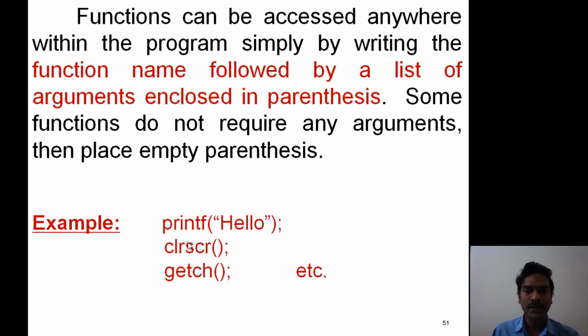Consider these examples. printf is a library function and this function requires arguments. Hence within parentheses here we place a message. clrscr is a library function but it does not require any arguments. Hence simply empty parentheses. getch is a library function and it does not require any arguments. Simply place empty parentheses. Okay? So these are library functions.